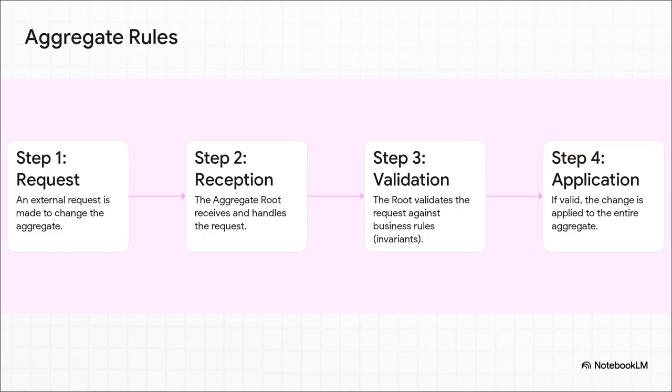This is where the real power comes in. Any outside system that wants to change something inside the aggregate must go through the aggregate root. So you don't just add a line item to an order directly, no. You tell the order object, hey, add this item. The order then acts like a gatekeeper. It checks all the business rules. Is the item in stock? Is the customer allowed to buy this? And only if everything is valid does it allow the change. This creates a powerful boundary of consistency.